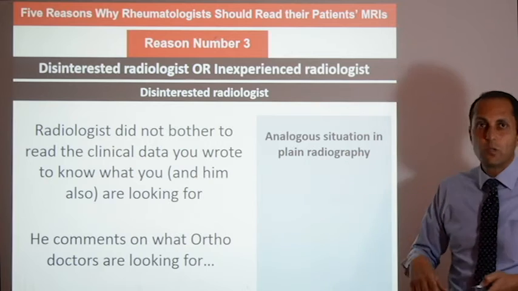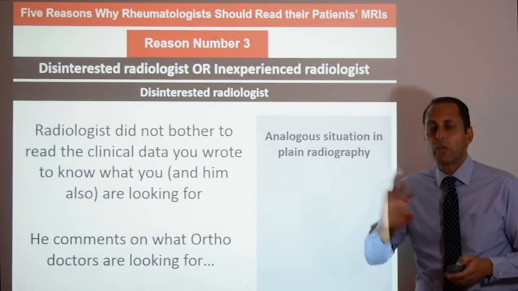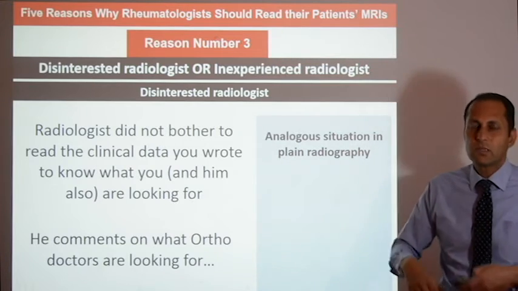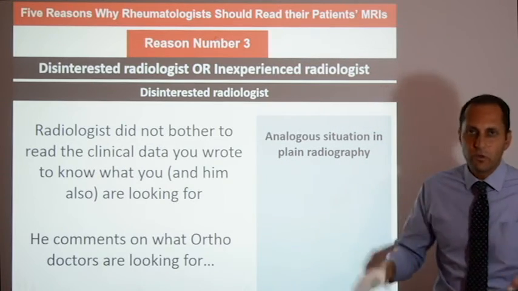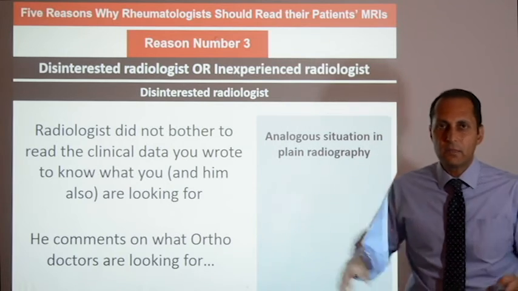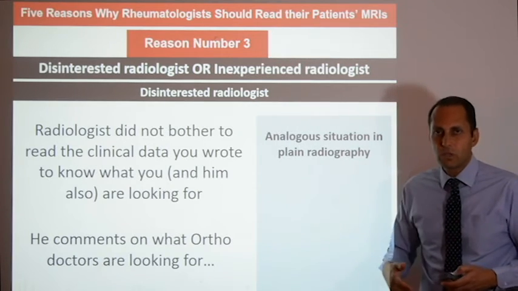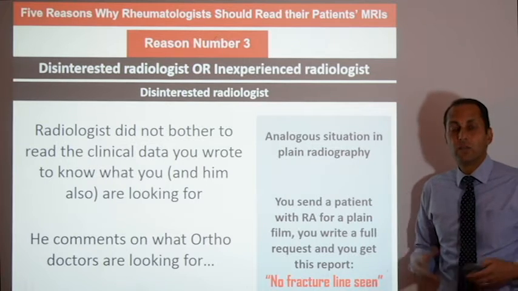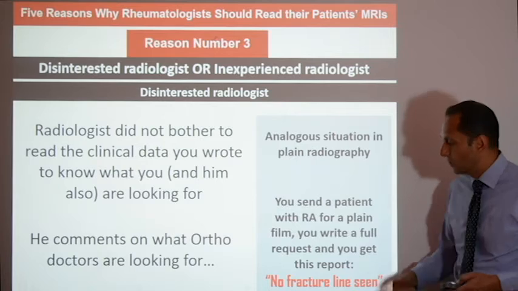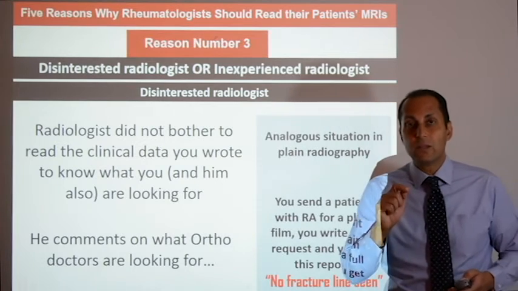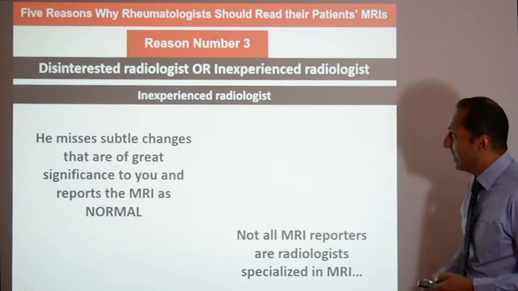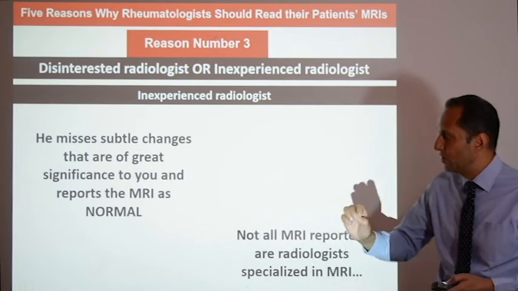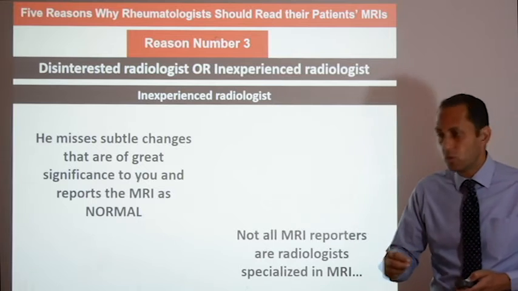You see this in the analogous situation of plain radiography. You send the patient with query rheumatoid arthritis and you describe the clinical picture, pain, swelling, 6 months or 1 year. You're looking for erosions and all that kind of data that a rheumatologist is looking for. And then you get this: no fracture line seen. It's very frustrating, of course, for the rheumatologist because nobody bothered to read the request that you sent to the radiologist. An inexperienced radiologist misses subtle changes of great significance to you and reports the MRI as normal.